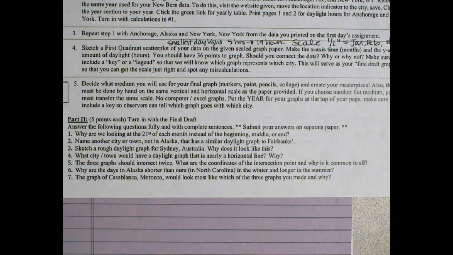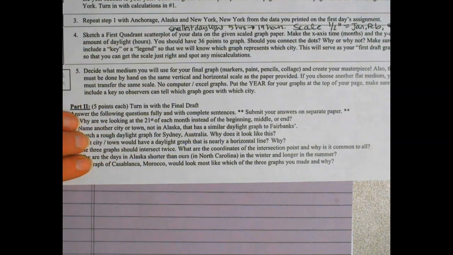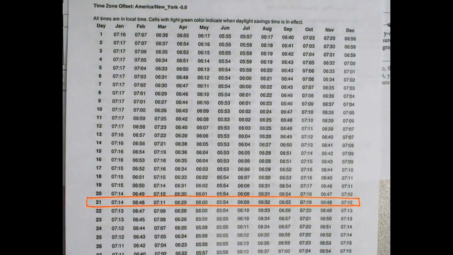Put the year for your graph at the bottom of your page because everybody has a different year. Make sure to include a key so other people can tell which graph goes with which city. Then in a separate thing, not on that page, just on a different thing where you answer these questions, answer the 7 questions that talk about different places. So you might have to look up other stuff that says Sydney, Australia. You just want to think about what the daylight looks like, and then you might have to go back and do some math for it. You might go back and put Sydney in so you can see the numbers and make sense out of it.